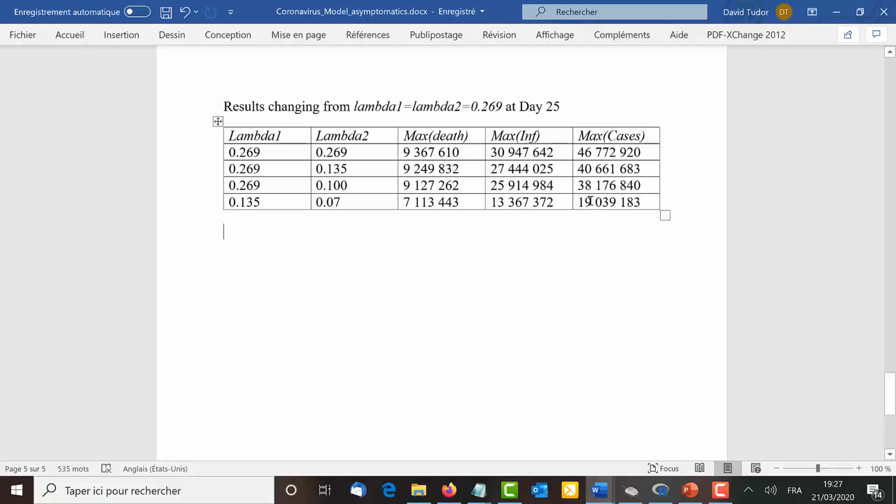I've even brought my total cases down to 19 million. But I haven't really reduced my deaths that much. And remember that yesterday, when we had only symptomatic infectives, we did not have asymptomatics. When we dropped down to 0.07, we actually killed the disease. So what's going on here is that the asymptomatic people are responsible for maintaining the disease in the population.